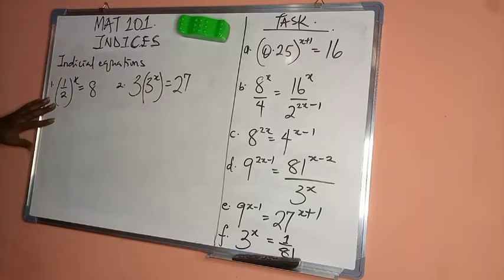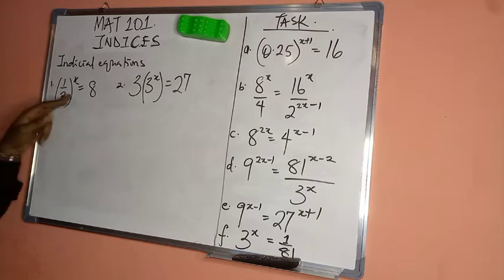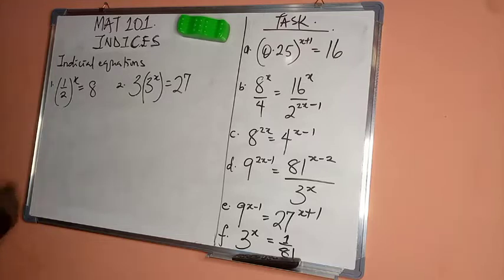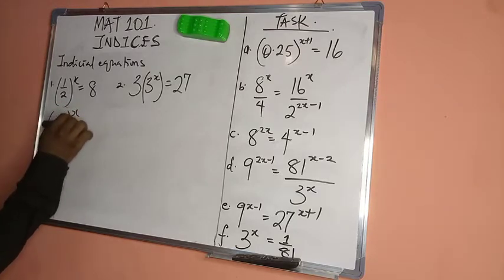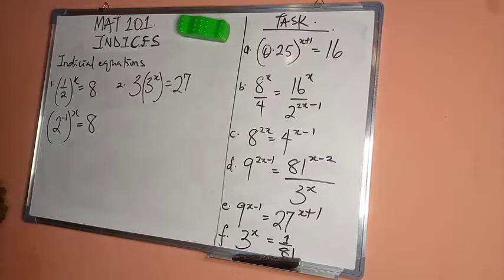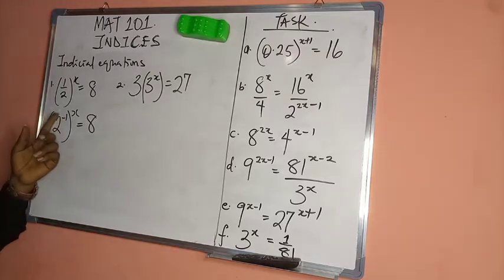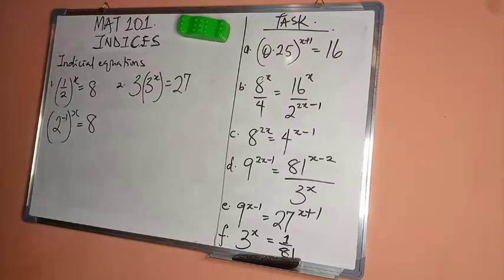Now let's try this. This is a very simple one. We have 1 over 2 raised to power x equals 8. Let's try to solve this. To do this is simple. We know that 1 over 2 can still be written as 2 raised to power minus 1, all raised to x, equals 8. From our negative index law, 2 raised to power minus 1 is 1 over 2, okay?